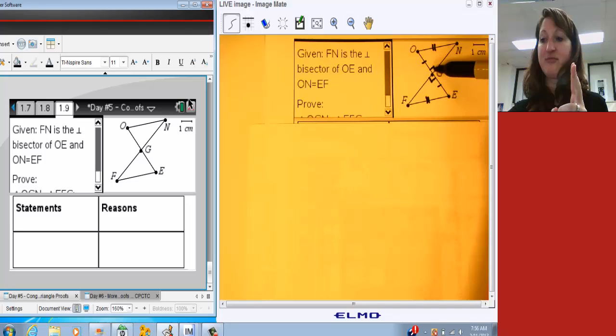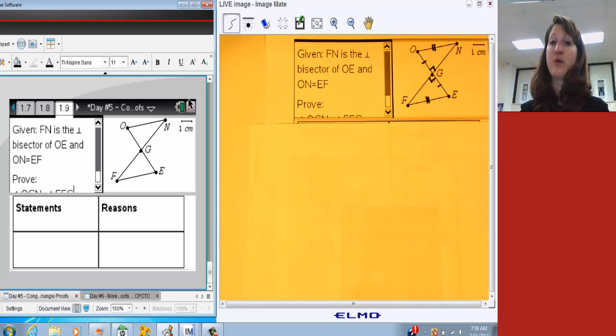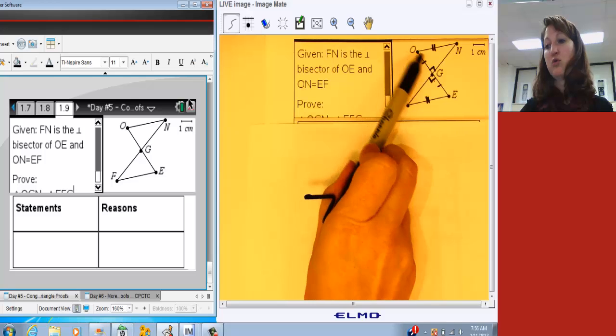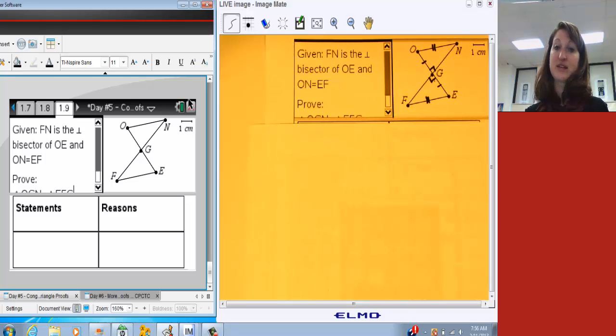So, I have my two triangles, and if FN is the perpendicular bisector of OE, then that means that there are 90-degree angles all around angle G. Then the bisector part. Well, bisector means cut in half, so FN bisects OE means that OG and EG are equal. So that's a pair of sides. And then they tell us that ON and FE are equal.